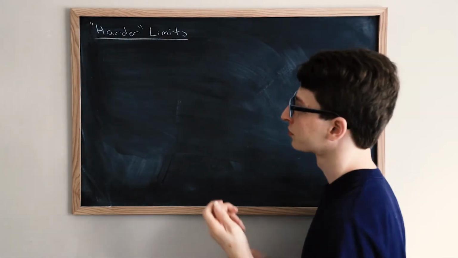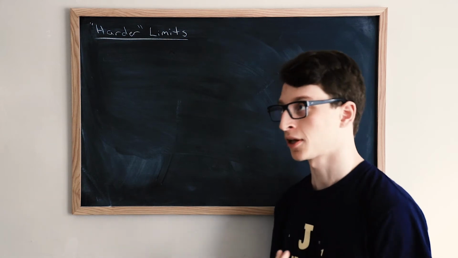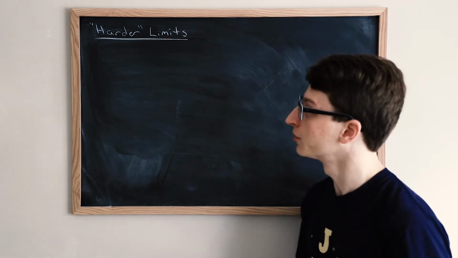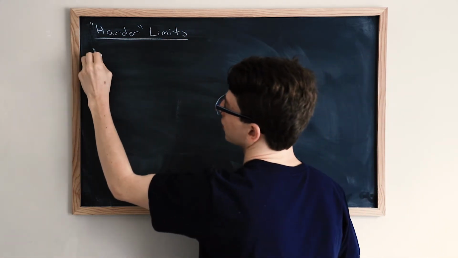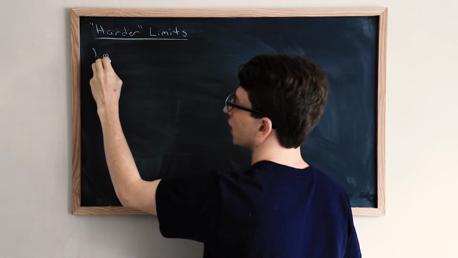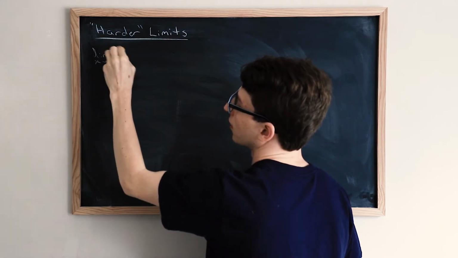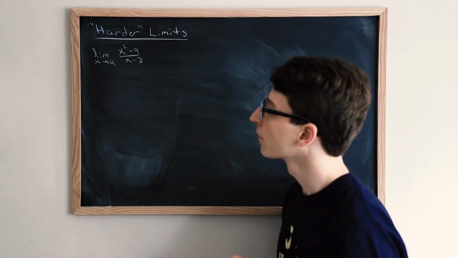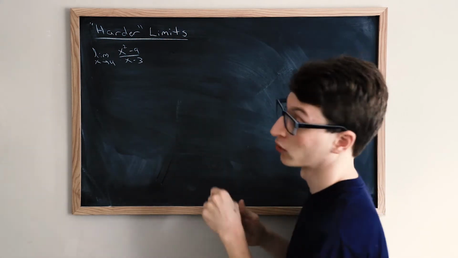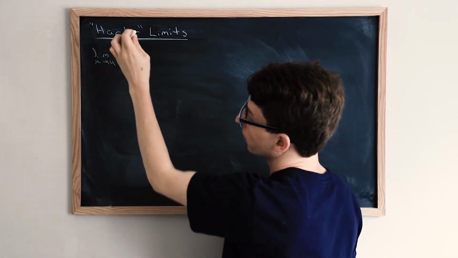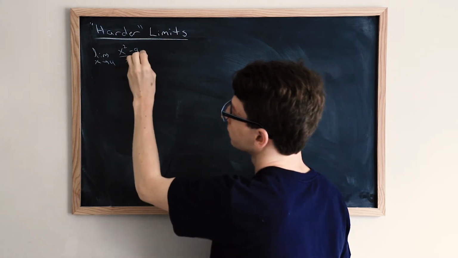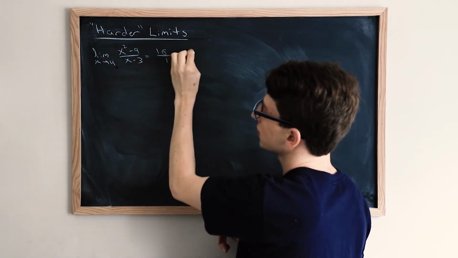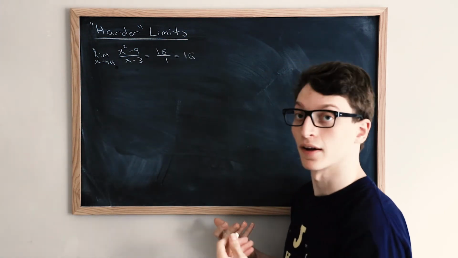Some harder limits now are ones where you can't really just plug in the value. A lot of times they aren't actually much harder, especially if you know what to do. So if you wanted to look at the limit as x approaches 4 of x squared minus 9 over x minus 3, what happens when you plug in 4? You get 4 squared minus 9, which is 16, over 4 minus 3, which is just 1. So it equals 16, and everything seems pretty fine there.